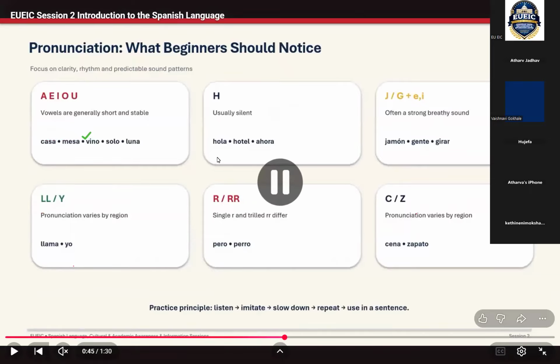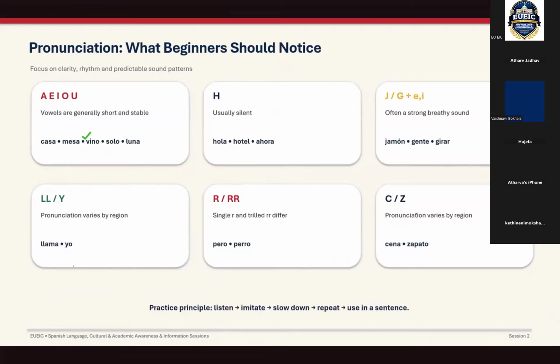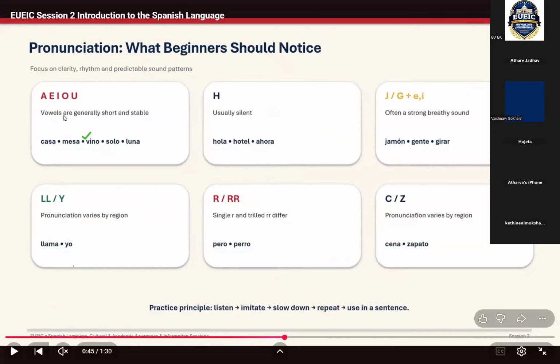Now here, a little bit of pronunciation. Begin learning the Spanish language itself, and it doesn't matter whether it is Spain or Latin America. So here you have the vowels: A, E, I, O, U. Same in English, you have the same things. The vowels are generally very short and very stable.